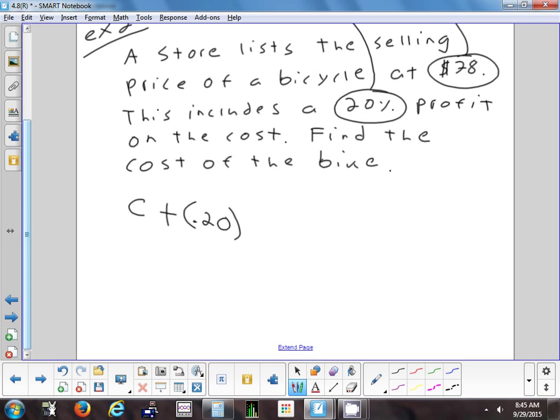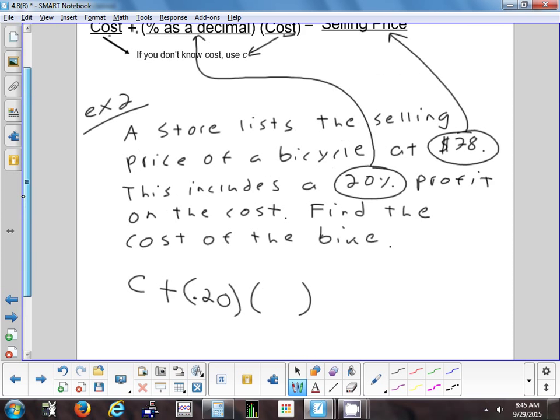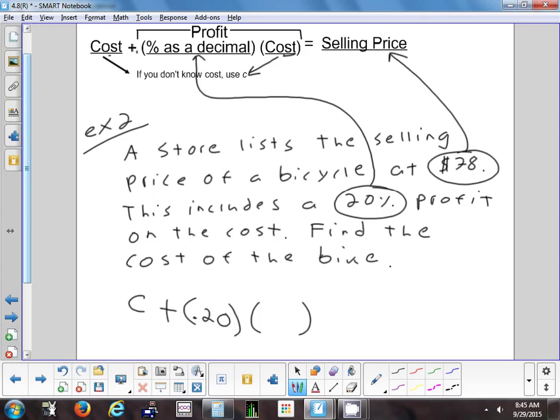Okay, now we've got something else in parentheses after it. What comes after my percent as a decimal? Victor? In your formula, what comes after percent as a decimal? Cost. And how do we represent that? C. All right, so notice we use C twice. That's fine. We get the same letter twice. Then we got our equal sign. And the last thing is selling price. Yeah, Ariana? Perfect. $78 is my selling price.